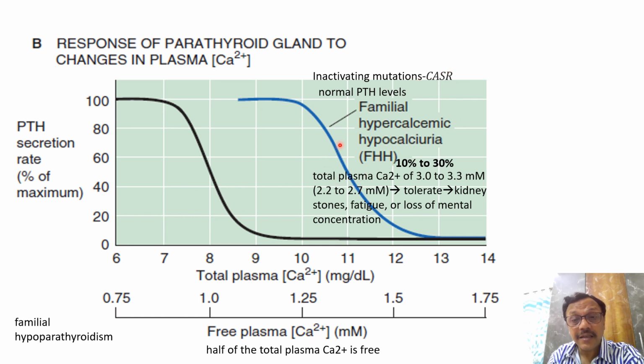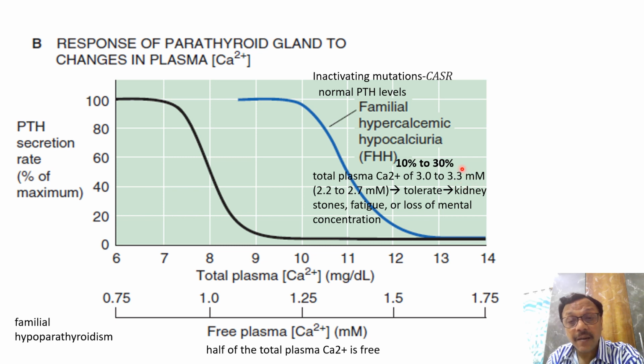Now how much of the calcium is being reabsorbed? What is the plasma amount of calcium? As compared to the normal person, the amount can be increased to as much as 10 to 30% more. Okay, so normally the normal person is having 2.2 to 2.7 millimole, but this can be increased in this type of patient to a level of 3.0 to 3.3 millimole.